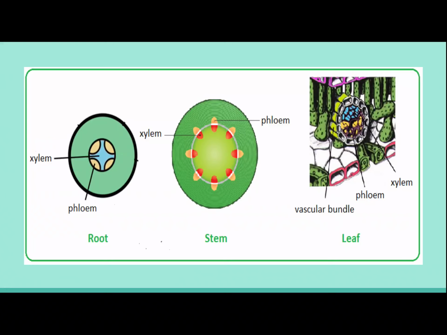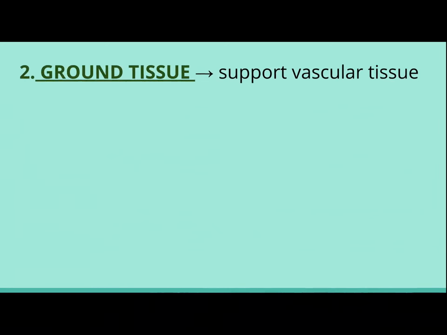And again, just like the xylem being larger in the root to take the water and the minerals up, it makes sense that the phloem is bigger in the leaves, because in the leaves is where photosynthesis happens. And so that's where all the sugars are being produced. And so the phloem is going to be a little bit bigger there in order to transport the sugars down through the rest of the plant.